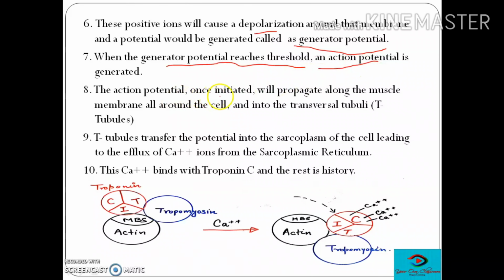This action potential, once initiated, will propagate along the muscle membrane, and it will finally reach the sarcoplasm through the T-tubules. What do T-tubules do? T-tubules transfer the potential into the sarcoplasm of the cell, leading to the efflux of calcium from the sarcoplasmic reticulum, as I explained. And this calcium binds with the troponin C, and the rest is history.